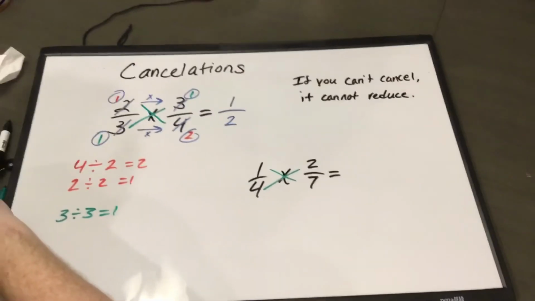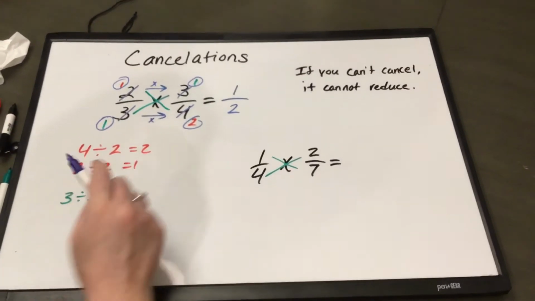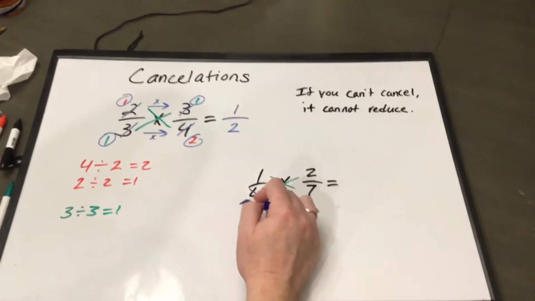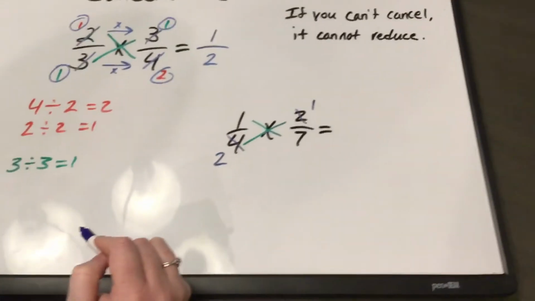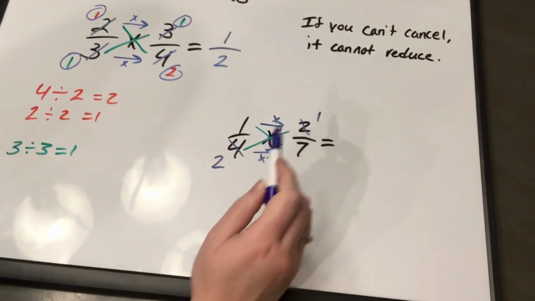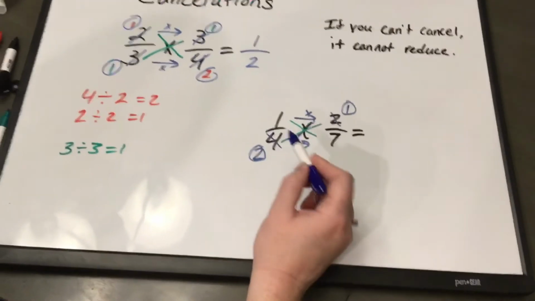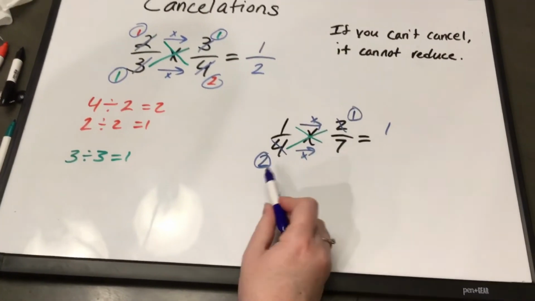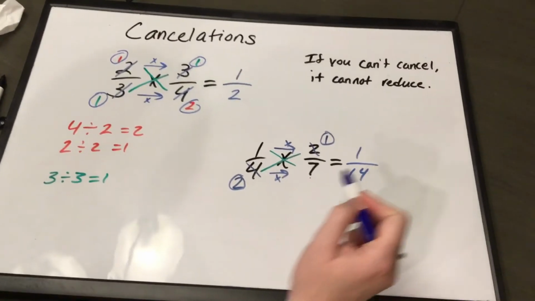Let's look at our 2 and 4. Can those cancel? Yeah, they can. We know that from our previous one. So our 4 becomes a 2, our 2 becomes a 1. Okay, now we can multiply across. Again, we are going to use our new numbers. 1 times 1 is 1. 2 times 7 is 14.